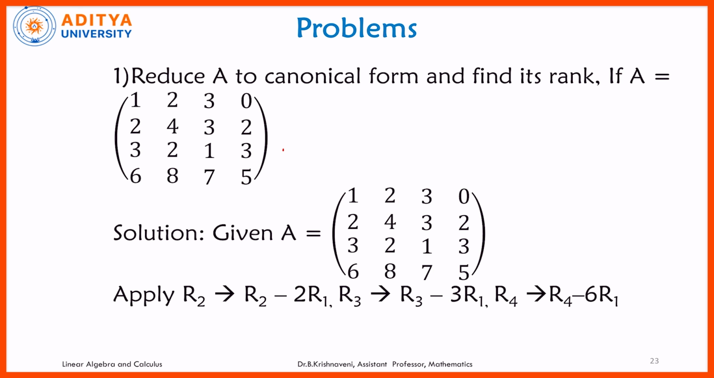Here the question is, reduce A to canonical form and find its rank if A is equal to [1, 2, 3, 0; 2, 4, 3, 2; 3, 2, 1, 3; 6, 8, 7, 5]. Now, in order to find the rank of this matrix, first of all, we need to convert this matrix into normal form by using row and column operations, and then decide the rank of the matrix. The order of the identity matrix in the normal form gives the rank of the given matrix.